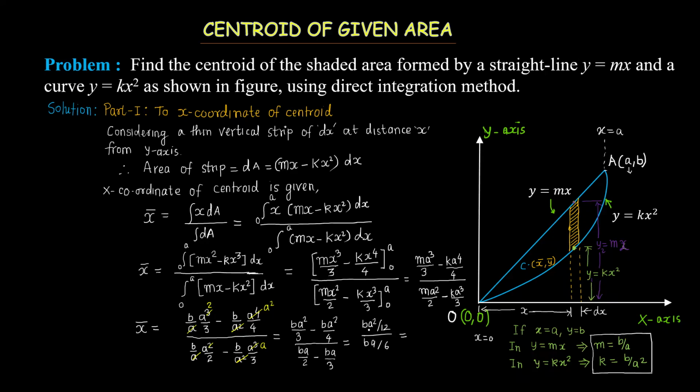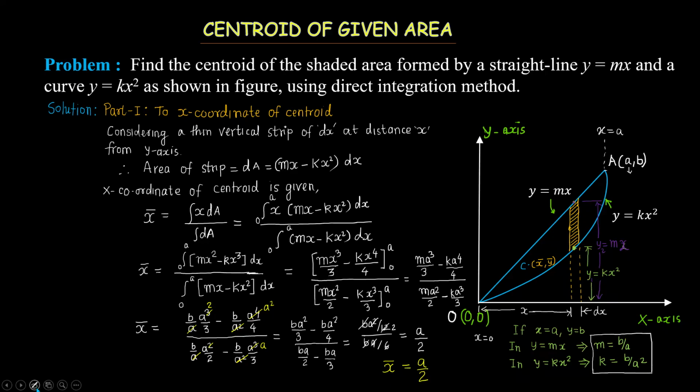And if I simplify it, I can see here b gets cancelled out, one a gets cancelled out, friends, so we'll get only a, and 6 twos are 12. So the value is going to be a by 2, friends. So you can easily get the value of the x coordinate of the centroid as a by 2.